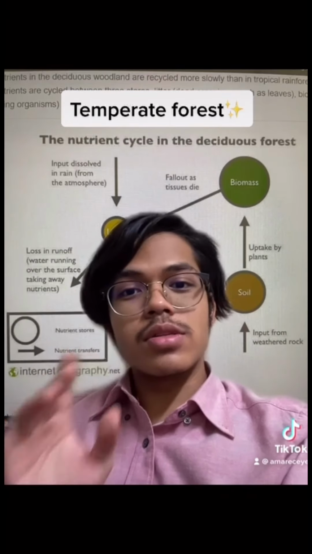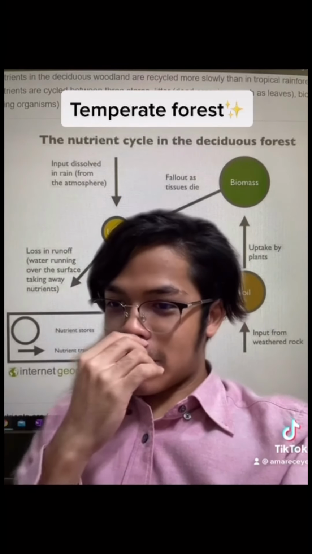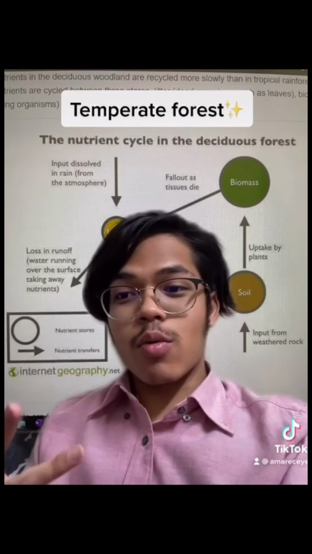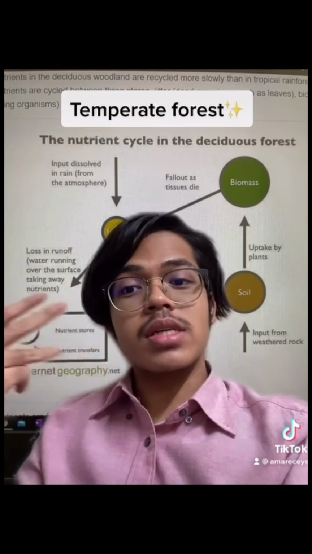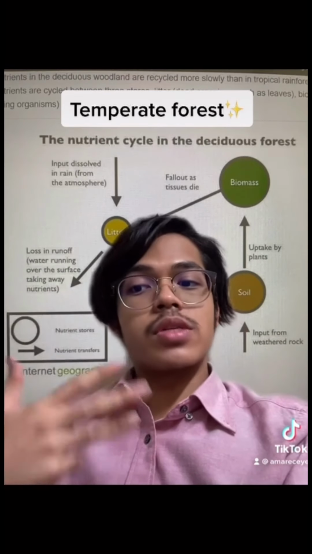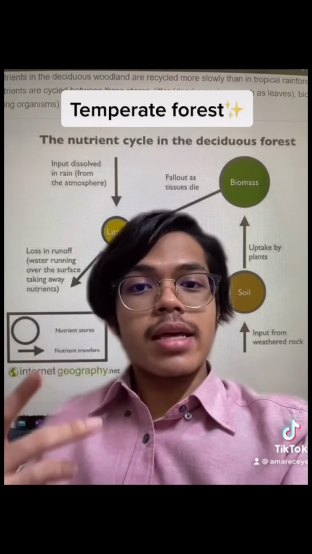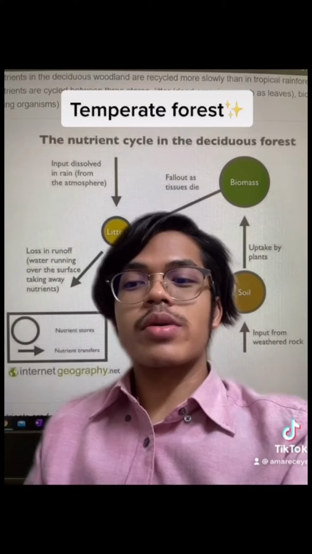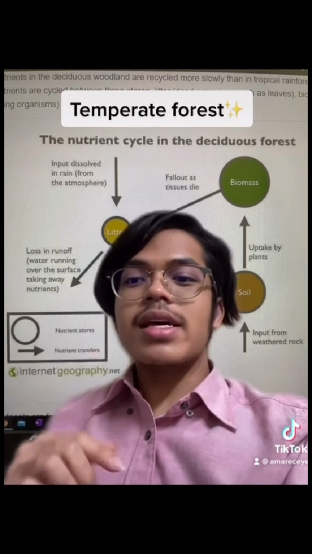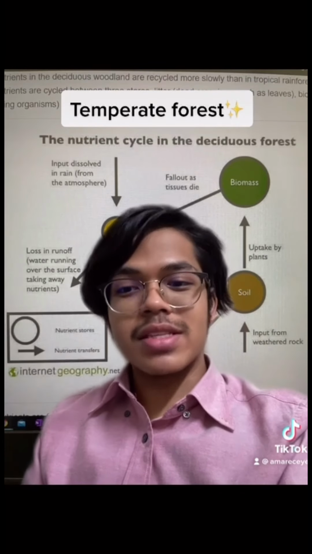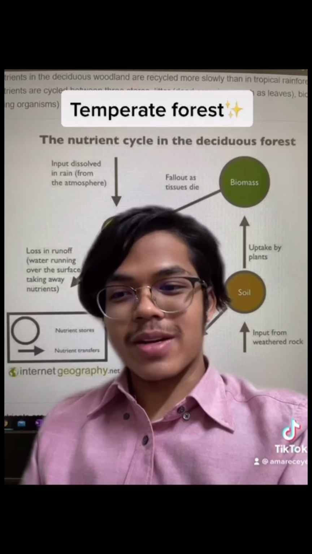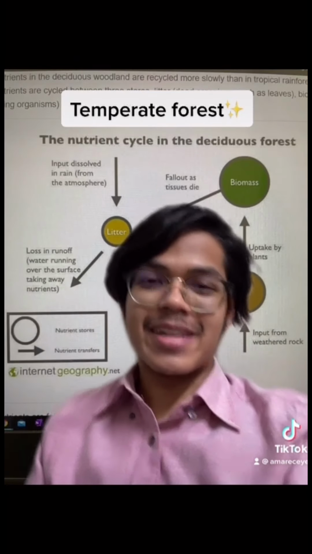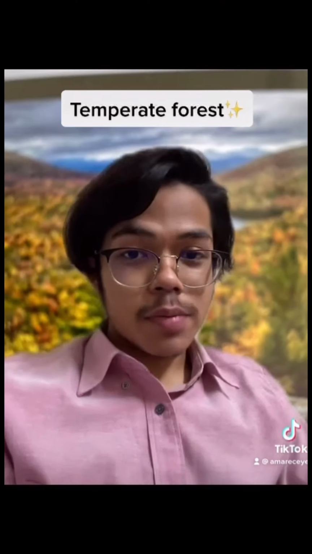Leaching removes nutrients from the soil. So the nutrient cycle is slower in the temperate forest than in the tropical rainforest as temperatures are not as high, so decomposition is slower, and there is less rainfall. Deciduous woodlands also have a shorter growing season as there is less biomass, and rates of nutrient uptake by vegetation are lower than the tropical rainforest. So, going on to the relative productivity of temperate forest.